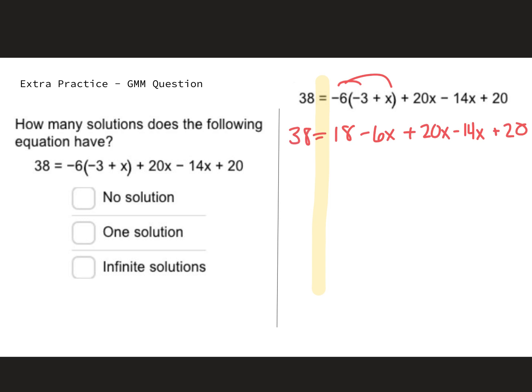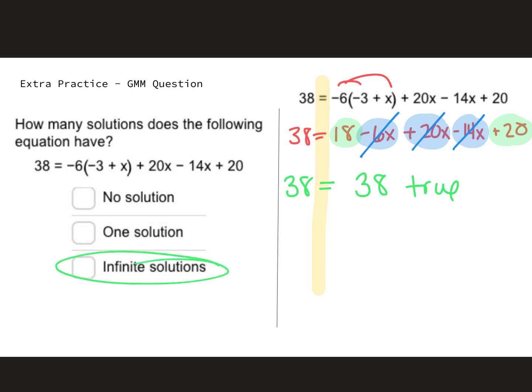So next I look for my like terms. I've got quite a few x's, so I have a -6x plus 20x would be +14x minus 14x would just make all my x's disappear. I'd have 0x, and I'm not going to write 0x. And then I'm going to combine my constants, so I have 18 plus 20. Well, that's 38. So I have 38 on the right, and I have 38 on the left. So my variables dropped out, and this is true, so this would be the scenario where there's infinite solutions or all real numbers.